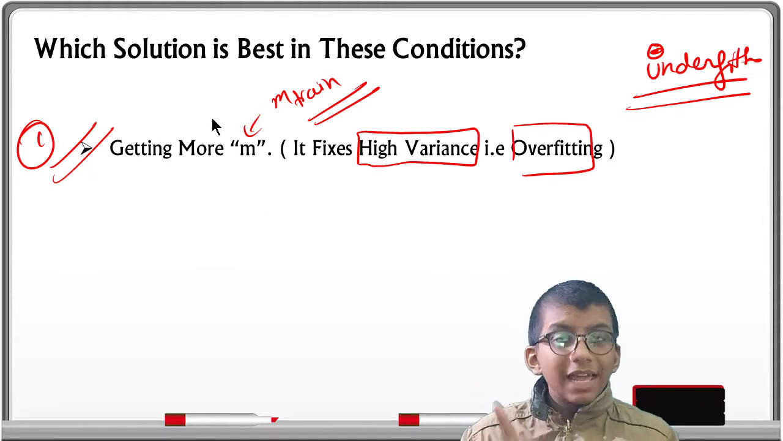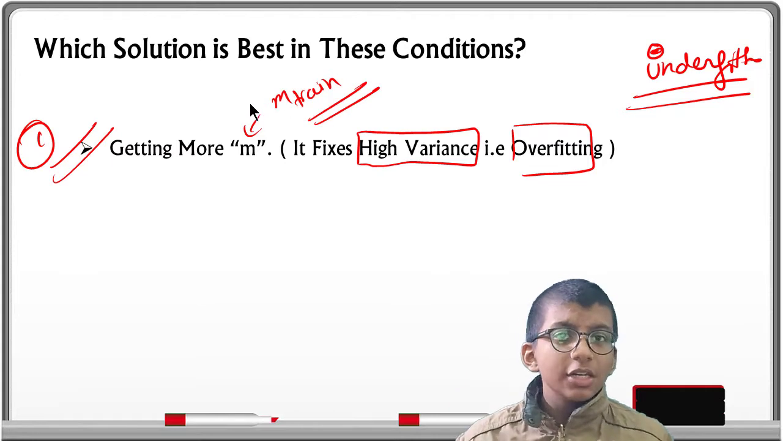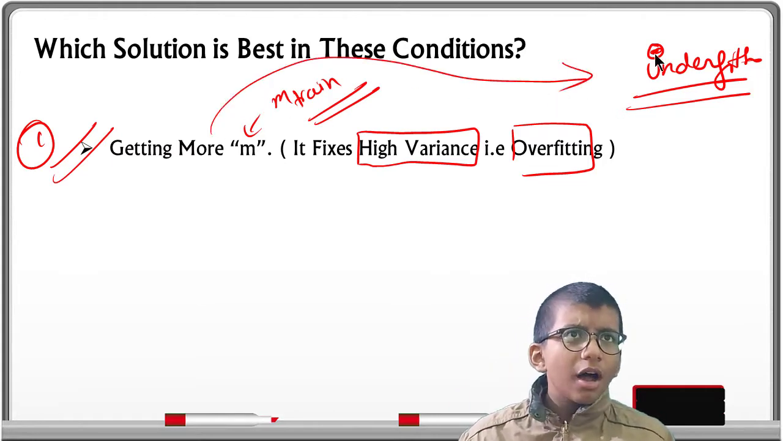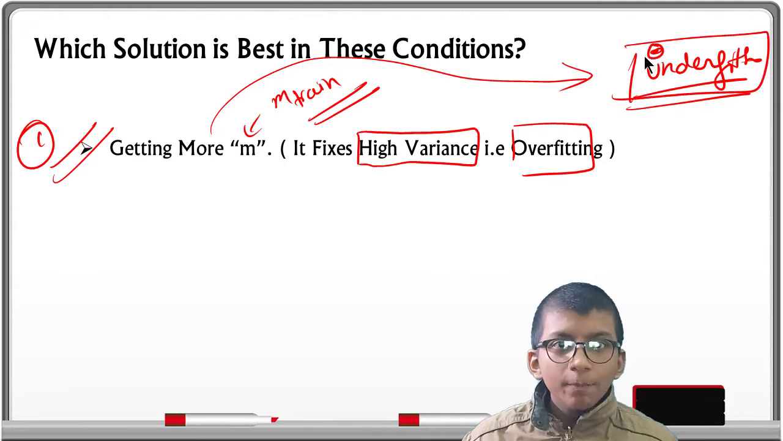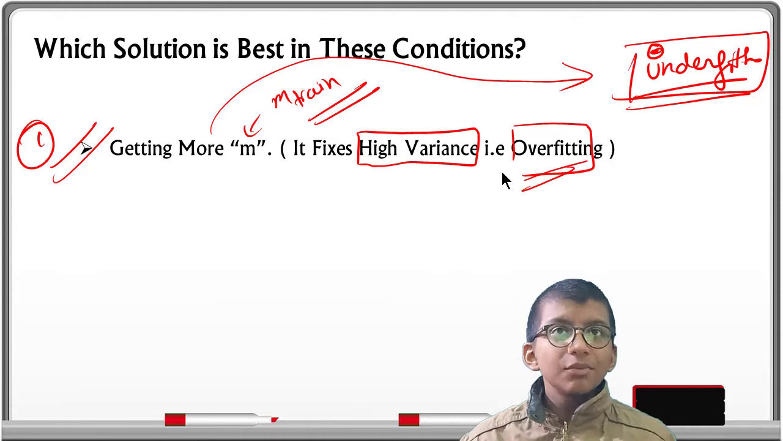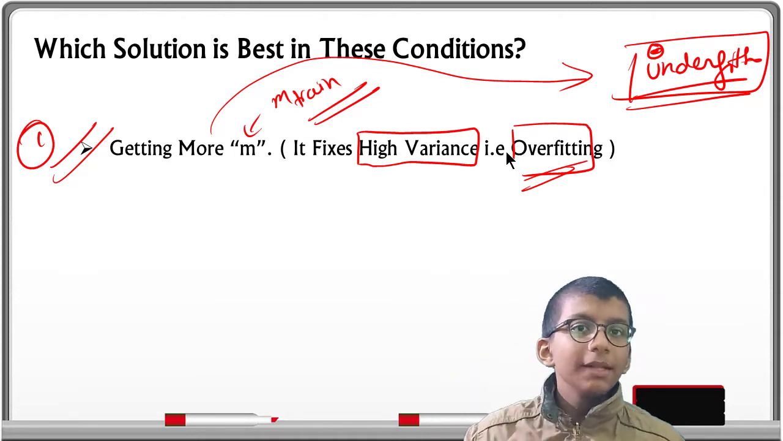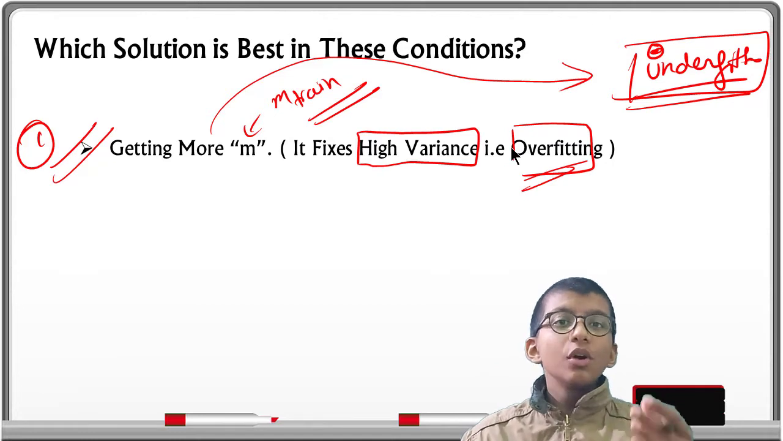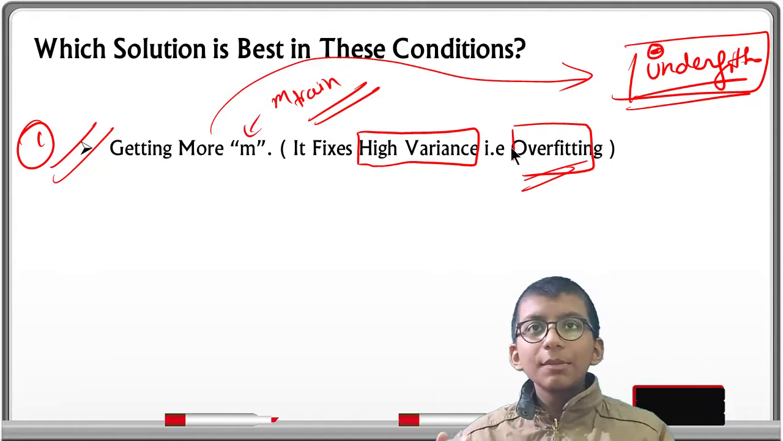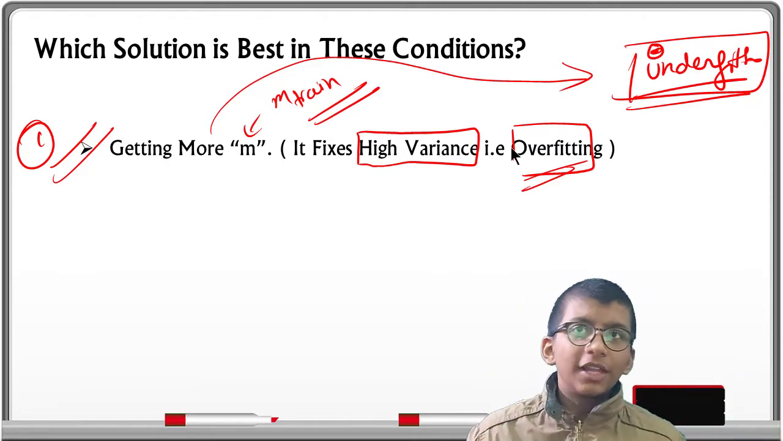Does getting more training examples fix overfitting? But if we take this solution and plug it in, will it fix underfitting? No, absolutely not, because it only fixes overfitting, not underfitting. So that's why I've given a pass, because we don't choose the solutions randomly. We will explore what solution fixes what condition, like getting more training examples fixes overfitting. We'll talk about what fixes underfitting.